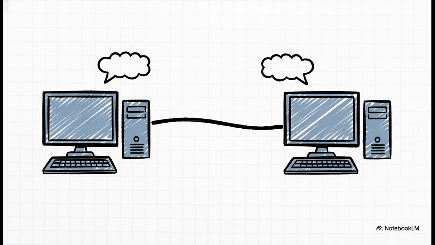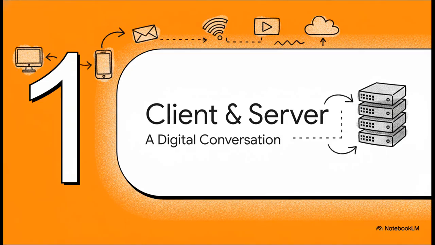So let's start with the smallest network you can possibly imagine. Just two PCs, hooked together with one cable. Every single thing you do online, from checking email to watching this, is built on this one really simple relationship. It's a conversation, a digital conversation between two distinct roles, the client and the server.